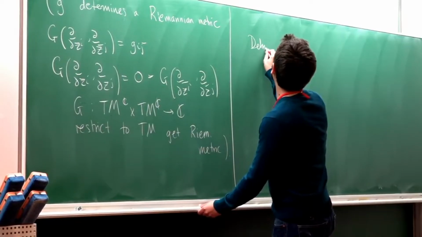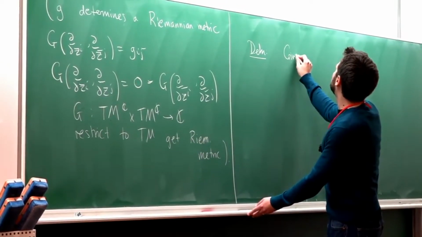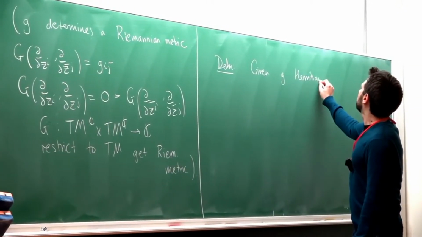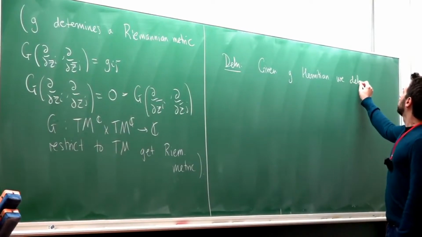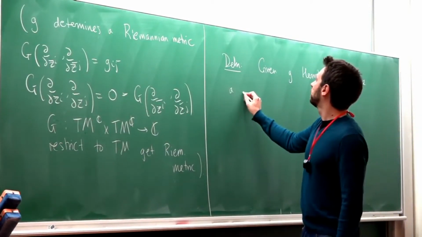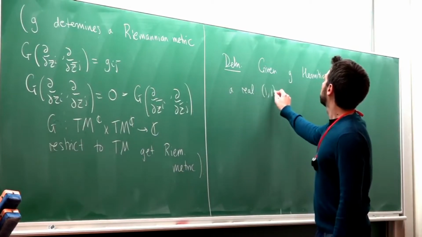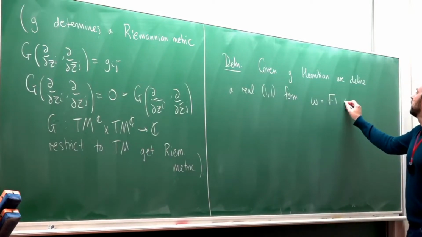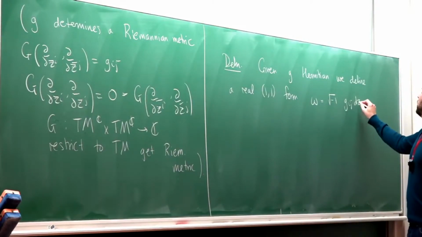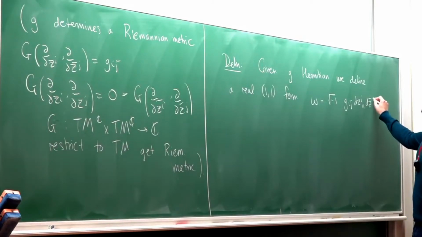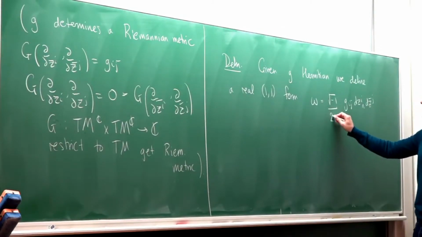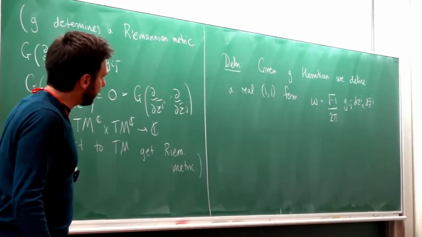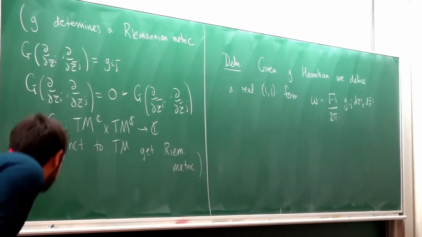But now let me give a definition. So given G Hermitian, we define a real (1,1)-form. Let me call it omega, to be root minus 1 G_ij̄ dz_i wedge dz̄_j. And I'm going to divide by 2π. It just turns out that this is convenient for later. So I'm going to always divide by 2π, although sometimes I might forget.